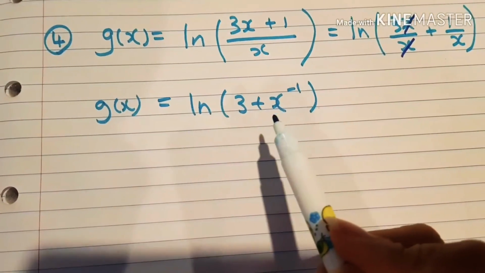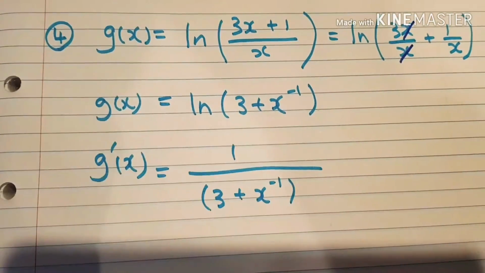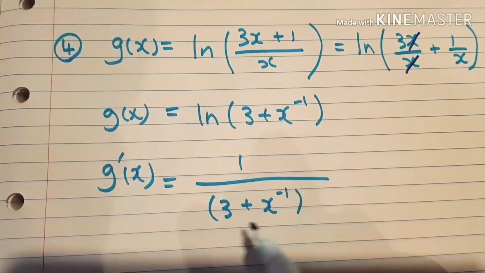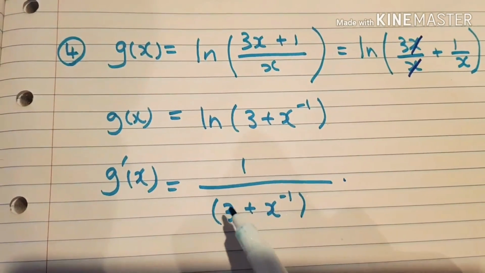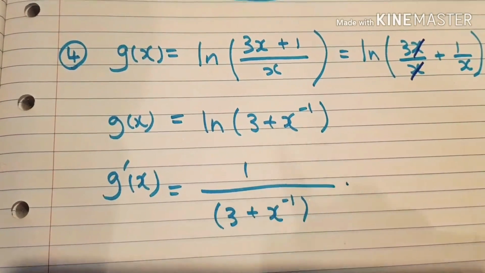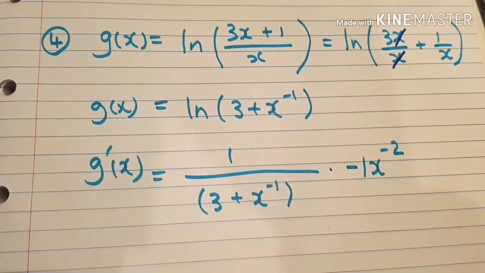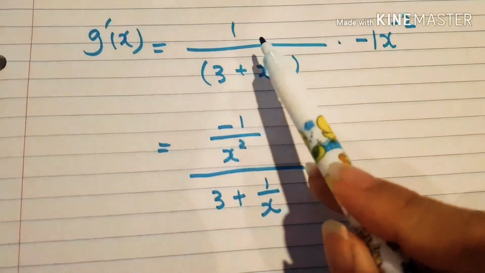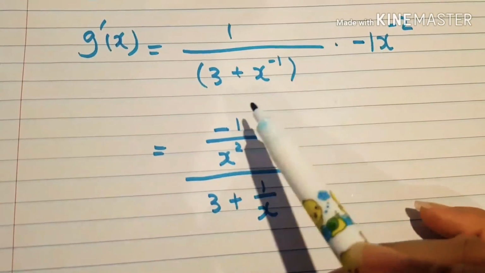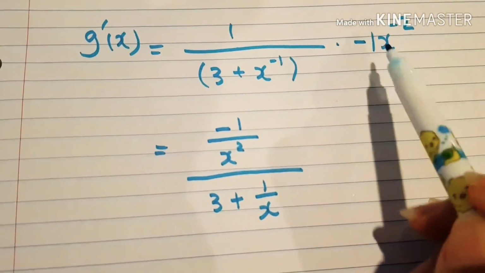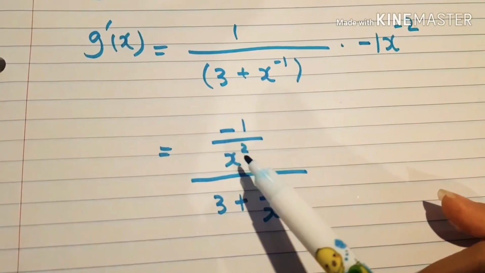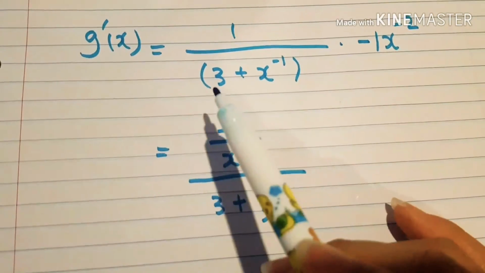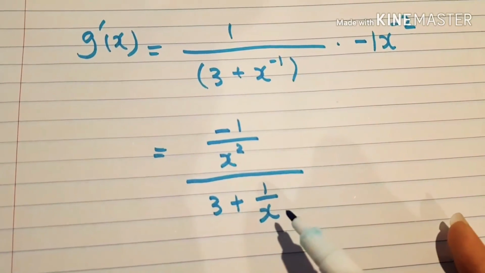I've got ln, so I'm going to differentiate. It's going to be 1 over. And then what do you need to do? I need to differentiate what's in the bracket and multiply. In that case, 3 is 0. Negative 1 comes down, minus a power, like this. Here what I have done is I multiplied it, so that 1 goes at the top. Negative 1 over x to the power of negative 2 means x to the power of 2 at the bottom, over 3 plus 1 over x.